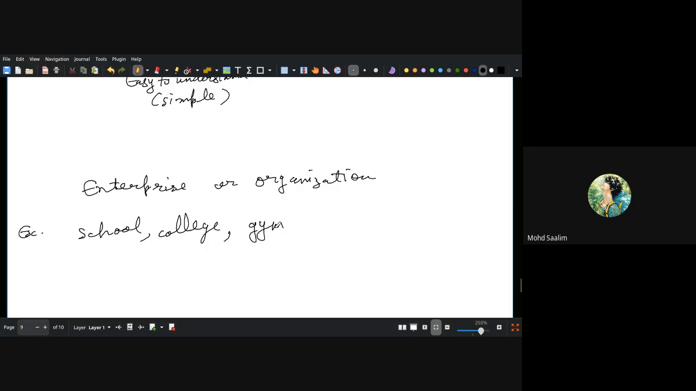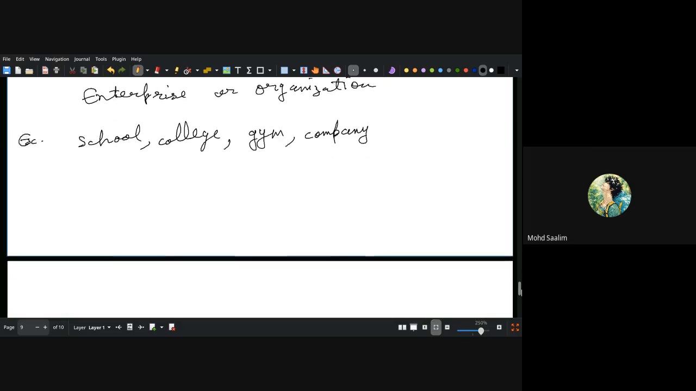But if there are different branches of the gym and it is scalable, then we can also consider it an organization. And like the company. So there are different types of things. By company, I mean some specific name of the company, like Google or something like this. So an organization has different components.